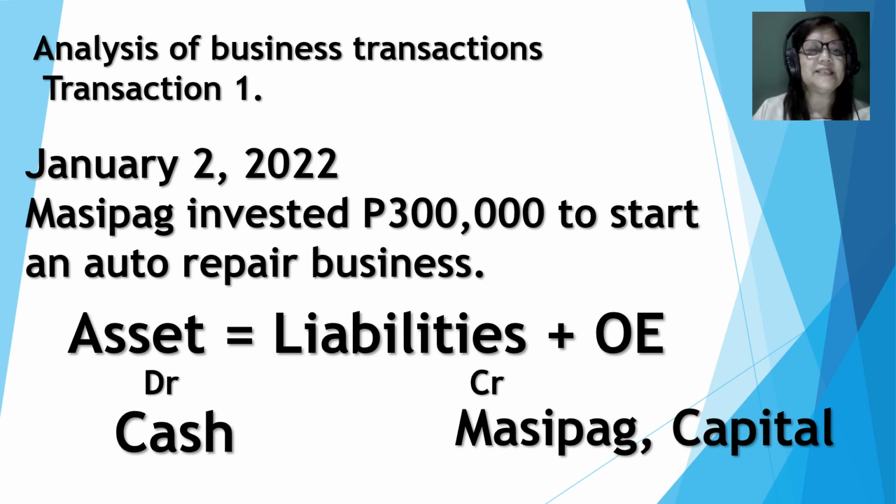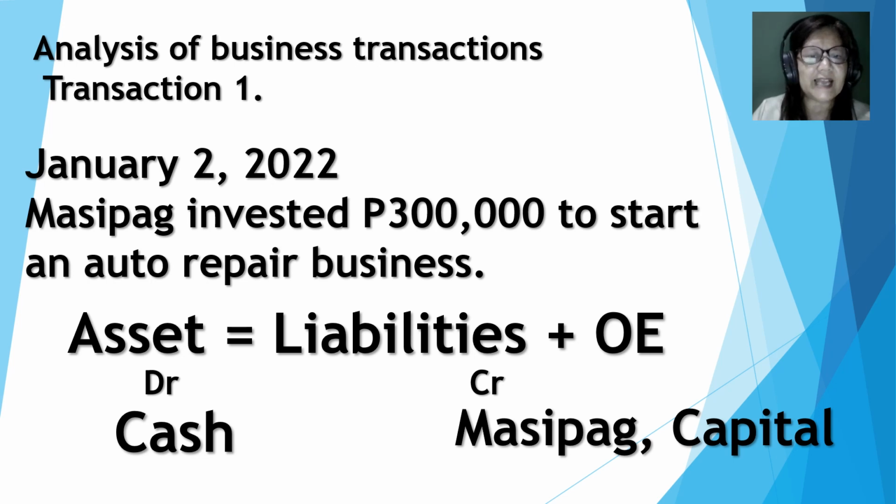Analysis of the business transaction. Let's discuss transaction number 1, which occurred on January 2, 2022. Okay, Masipag invested 300,000 to start an auto repair business. So, using the accounting equation, we have to analyze this first transaction.